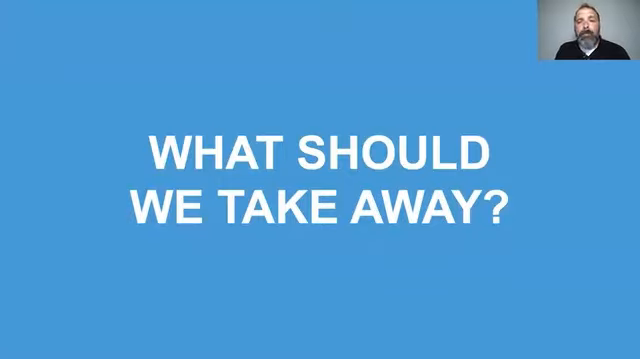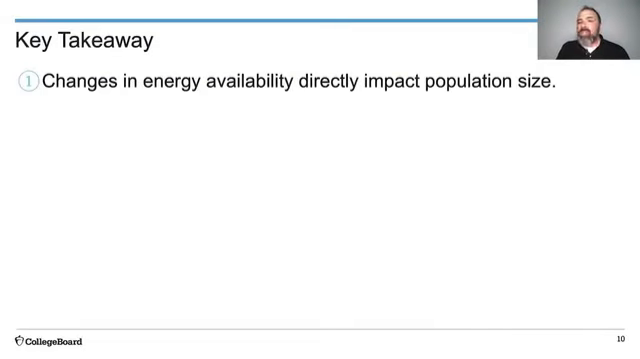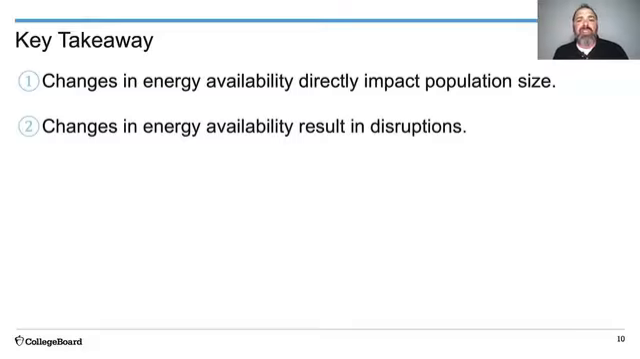So what should we take away? Key takeaway: changes in energy availability directly impact population size. If you have lots of energy, population will flourish, it'll grow. Less energy, population will decrease. Changes in energy availability result in disruption. So for example, we remove the otter, too many urchins, right? They remove the kelp, that's a disruption. For whatever reason, when I talk about the bear, not enough fish, that's a disruption.